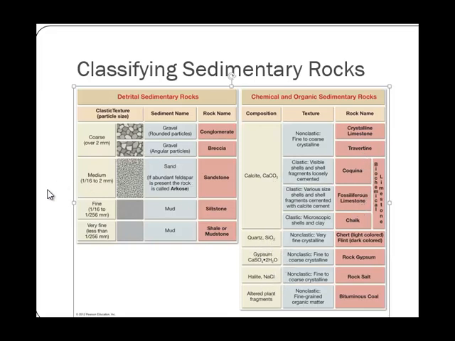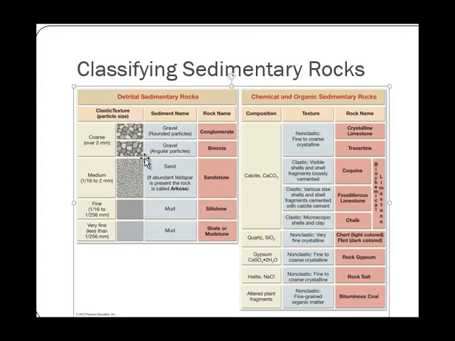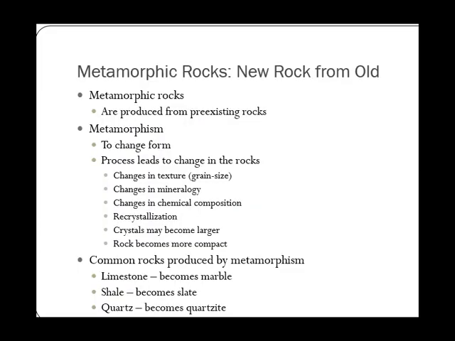Gypsum, halite, all these things. You can also classify them based on the chemical origin. You can also classify them based on what their particle size is. Do they have a coarse particle size? In other words, do they have big particles, big little pieces, or do they have very fine little pieces as well? And finally, you have metamorphic rocks.